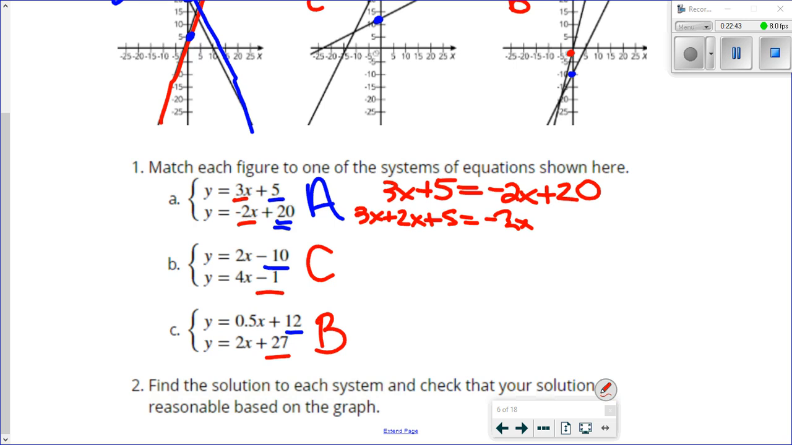Because remember, whatever I do to the left, I must also do to the right to balance my equation, right? When doing so, I get a zero pair on the right. On the left, 3x and 2x give me 5x. So I have 5x plus 5 equals 20.